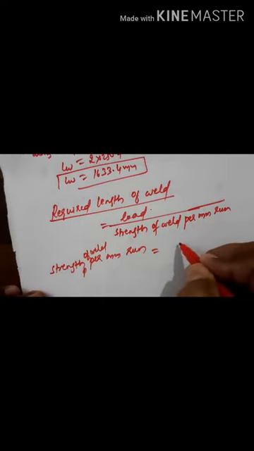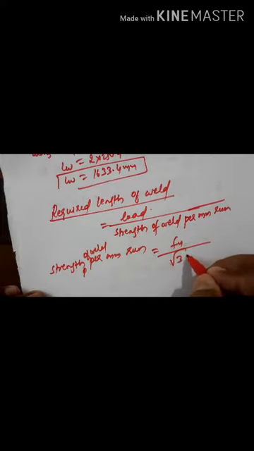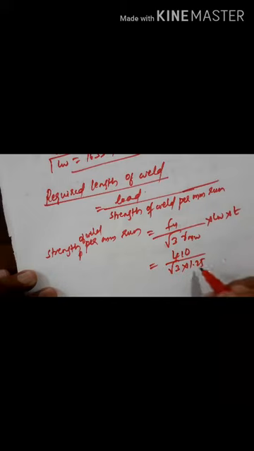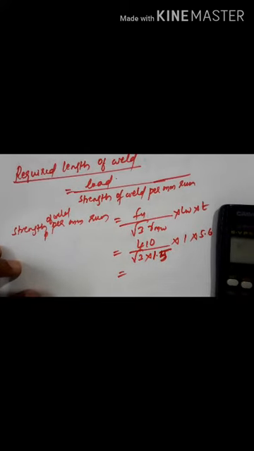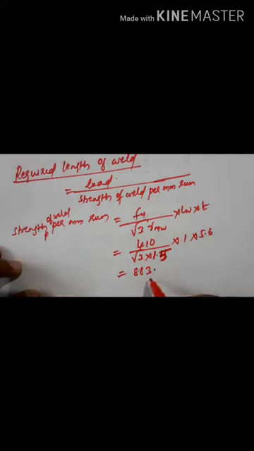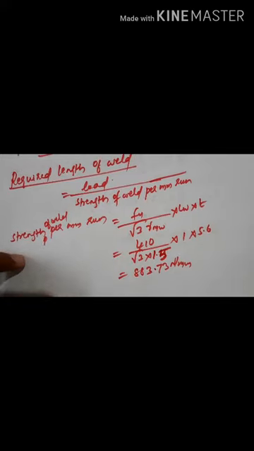It is the strength of weld per millimeter run. We know the formula: Fu divided by root 3 gamma mw, into length, into thickness. Fu will be taken as 410, divided by root 3 into 1.5, you can take it as 1.25 or 1.5. I'll take a side weld, length is 1, and thickness 5.6. So 410 into 5.6 divided by root 3 into 1.5 gives 883.73 Newton per millimeter.